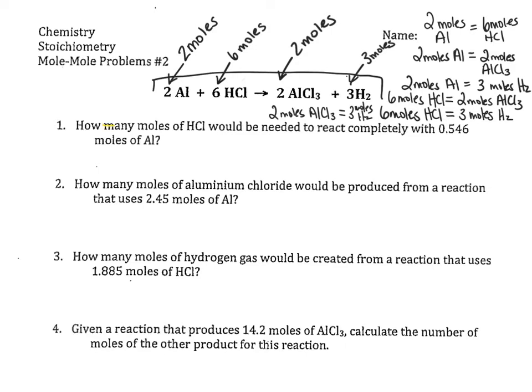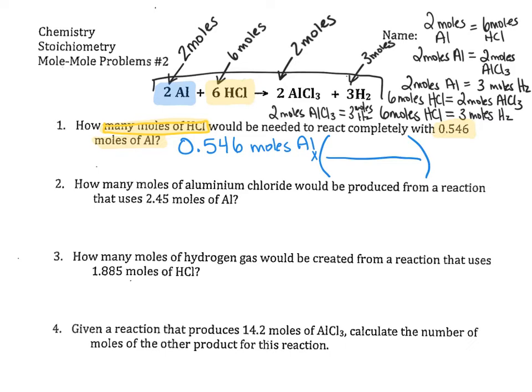How many moles of hydrochloric acid, that's what we want to know, are we going to need to react completely with 0.546 moles of aluminum? So we're looking at the relationship. We want to find out how much hydrochloric acid, and we already know that we're starting with 0.546 moles of aluminum. So we're always going to start with what we're given, 0.546 moles of aluminum, and we're going to set up our ratio. We're going to multiply that by the relationship we know.